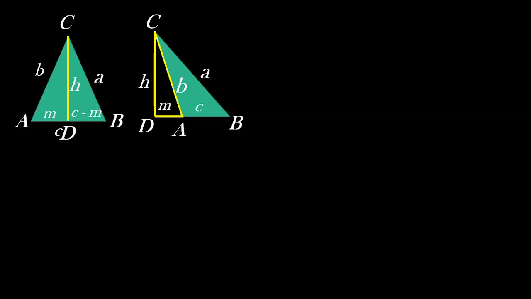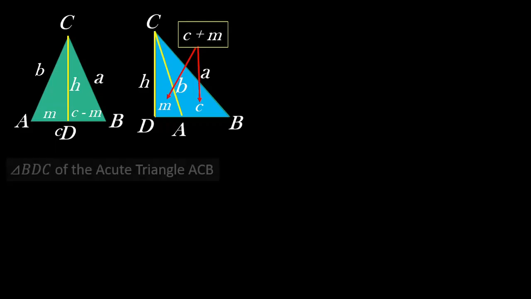The result of the sum of the obtuse triangle ACB and the right triangle ADC is the right triangle BDC. Side M is the extended part of the side C. Therefore, the opposite side of angle C in the right triangle BDC is the side C plus M.